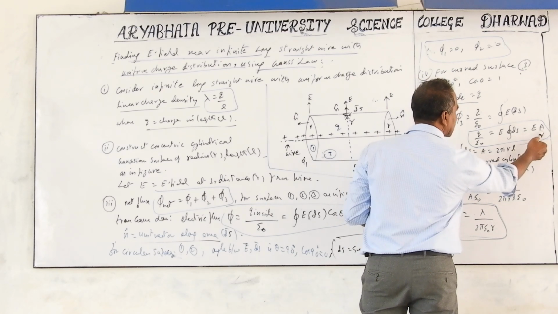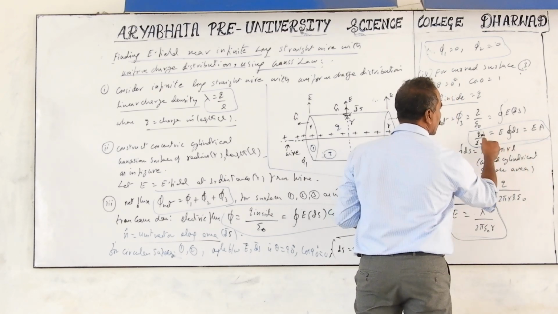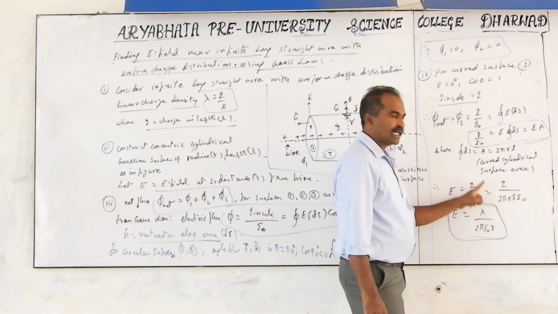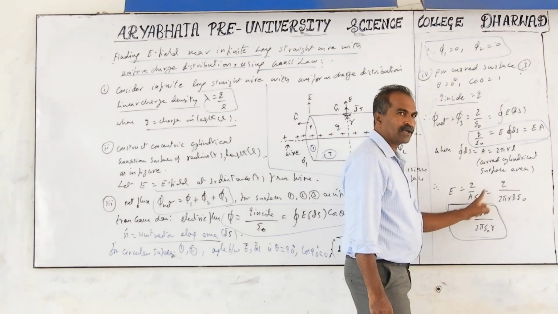E becomes equal to what? This A goes to the left side. So E equals Q by A into epsilon naught. A is nothing but 2 pi into L into epsilon naught.